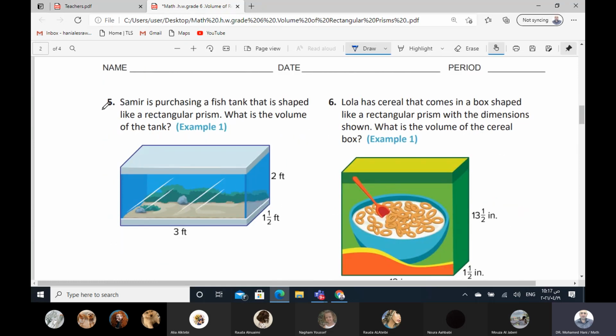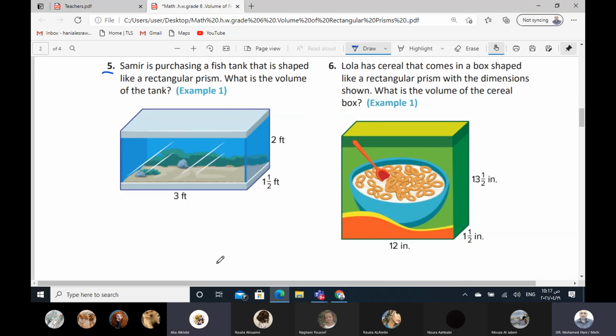Who can read exercise number 5? Mr. Amaya, can I read it? Okay, Alia. Summer is purchasing a fish tank that is shaped like a rectangular prism. What is the volume of the tank?